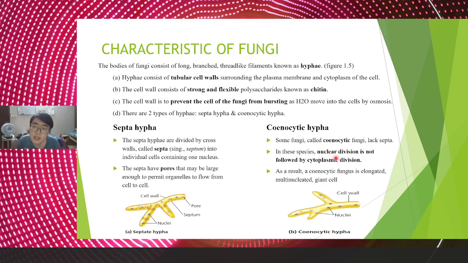So in this species, nuclear division is not followed by cytoplasmic division. As a result, a coenocytic fungus is an elongated, multinucleated giant cell. It means that nuclear division, the synthesis of the nucleus, is not followed by cytoplasmic division. If it is like this, it is followed by cytoplasmic division. Means that nuclear division for this column gives only one nucleus. Only one nucleus. It will follow the cytoplasmic division.